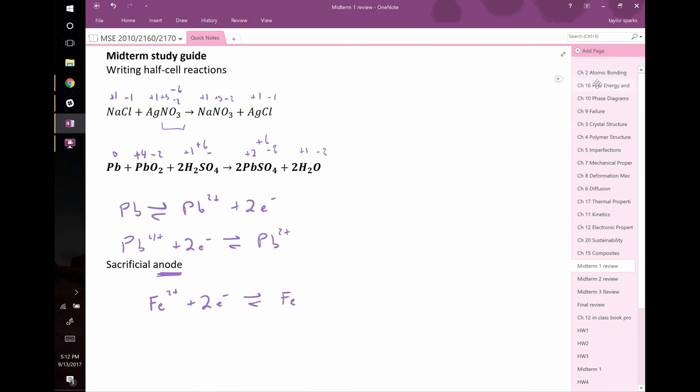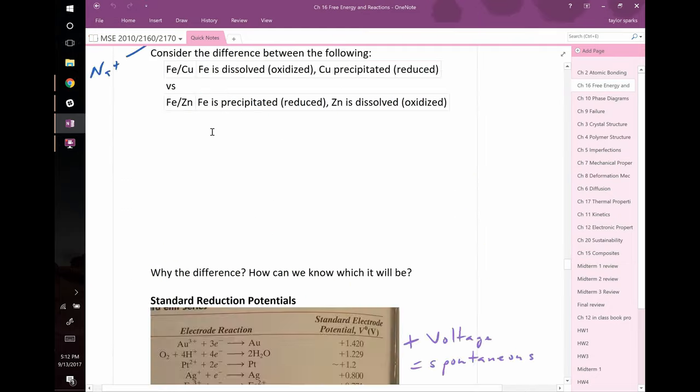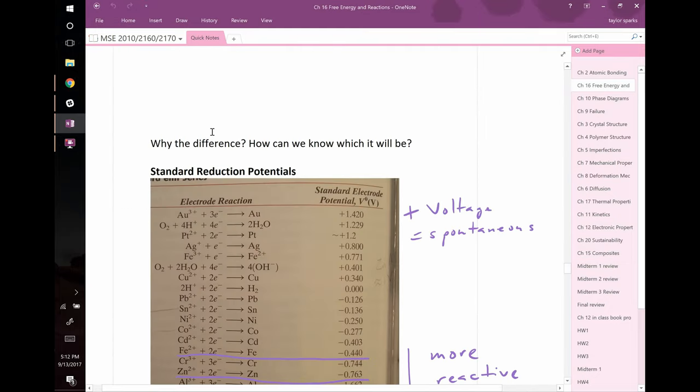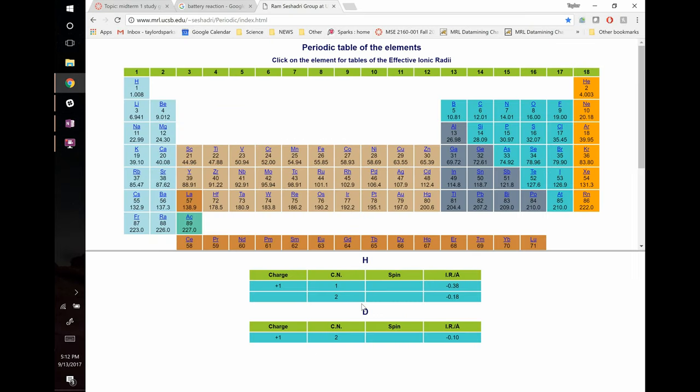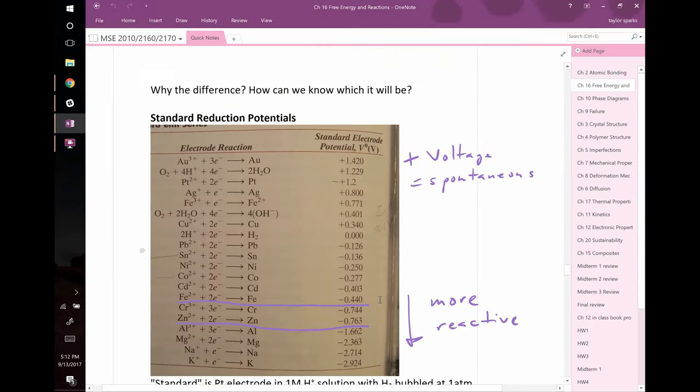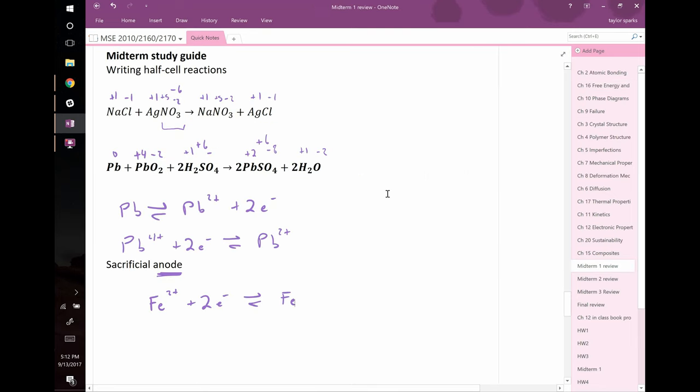So we would go over here to our free energy chapter. We'd pull up our standard reduction potentials. By the way, you won't need to put this on your note sheet. Any information that you would need from this table is on the test already. Right? So iron, you look it up, and it's right here. And it's negative 0.44 volts.